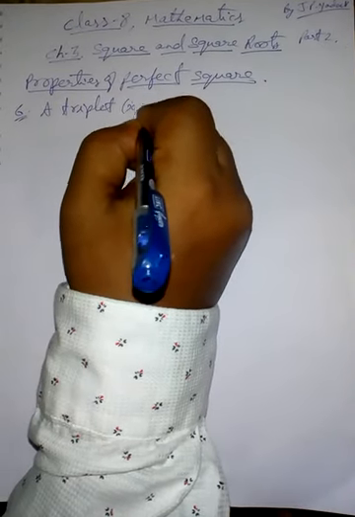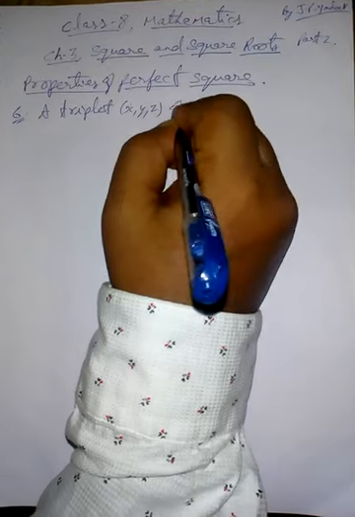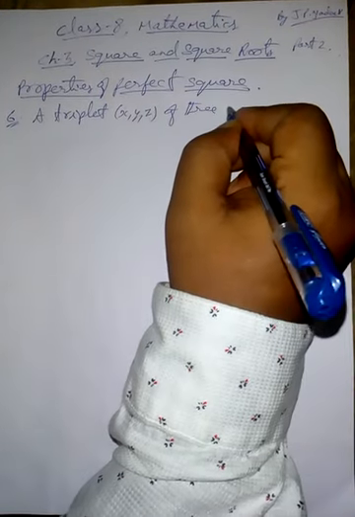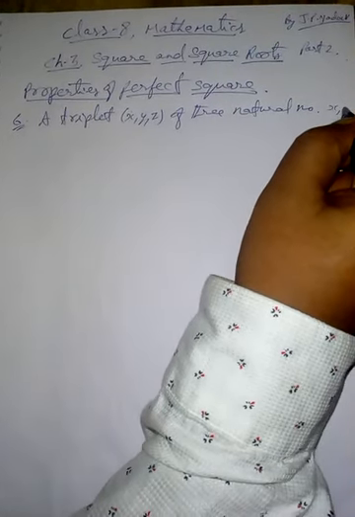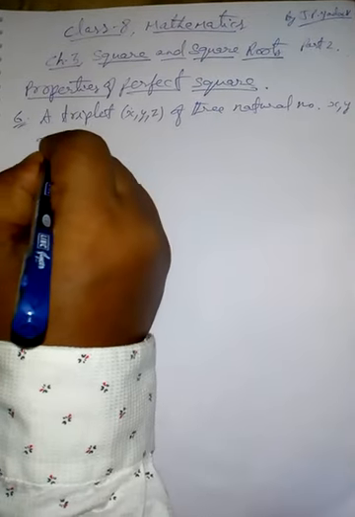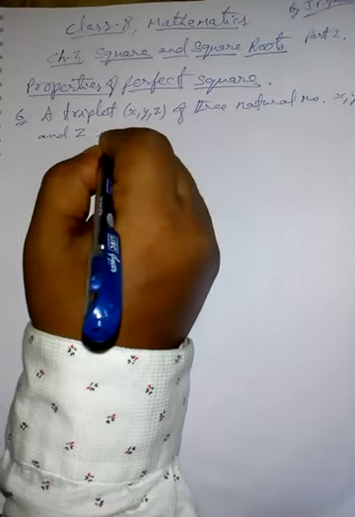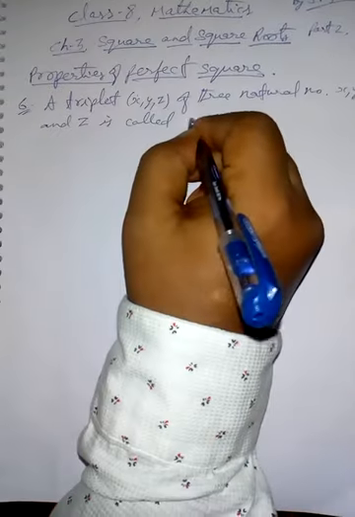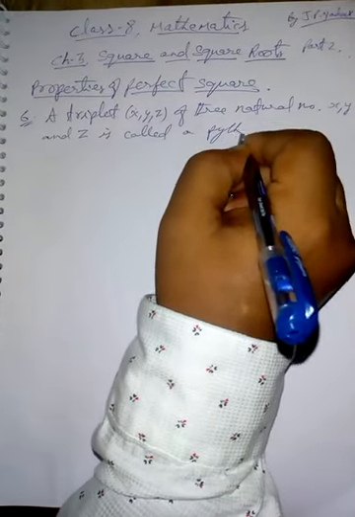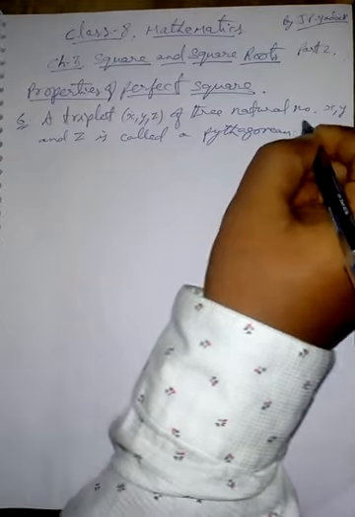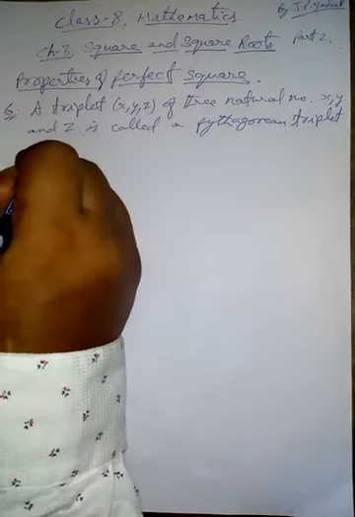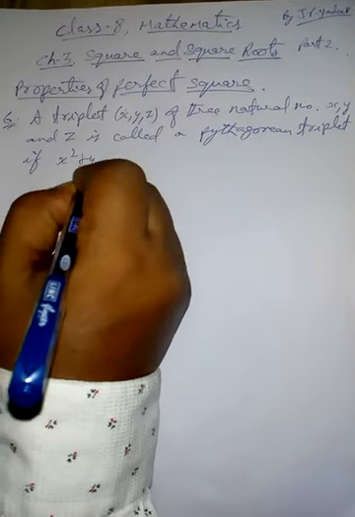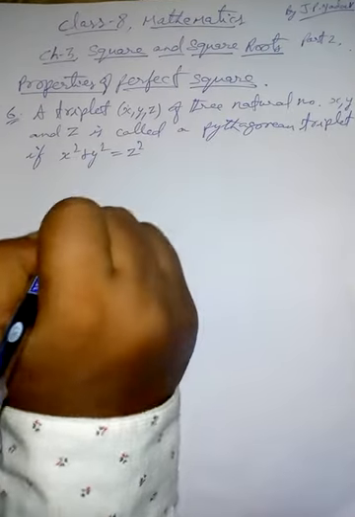triplet x, y, z of three natural numbers x, y, and z is called a Pythagorean triplet if x square plus y square is equal to z square.